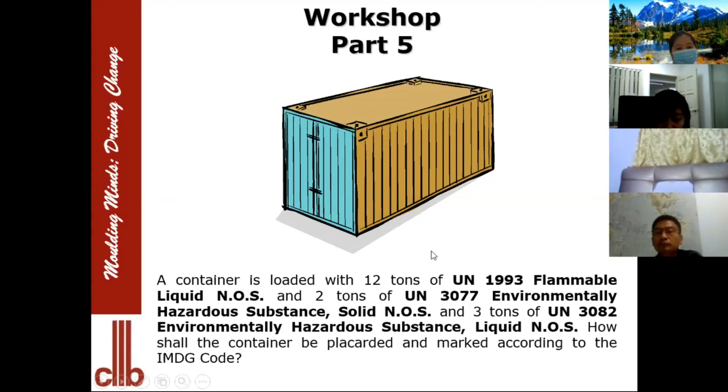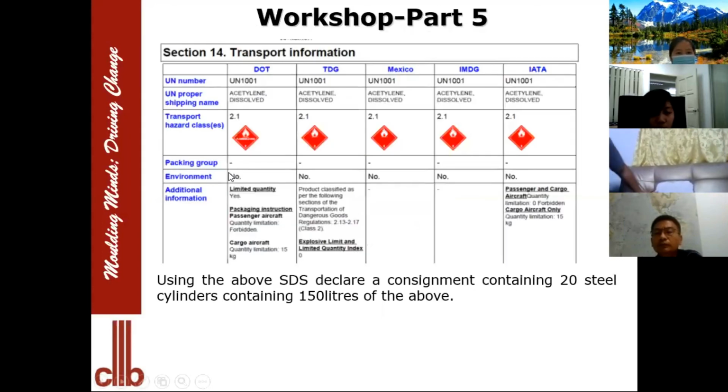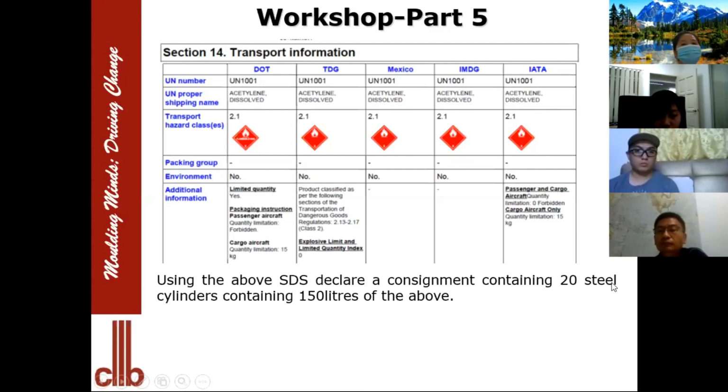Remember, in placarding, you also have to look at the one that has more than 4,000 kgs of a single UN number. What are the conditions in that? So you indicate that here. And then here I have given this safety data sheet for you to look at, this dissolved acetylene. And I said, using the SDS, declare the consignment containing 20 steel cylinders that have 150 liters of this product.